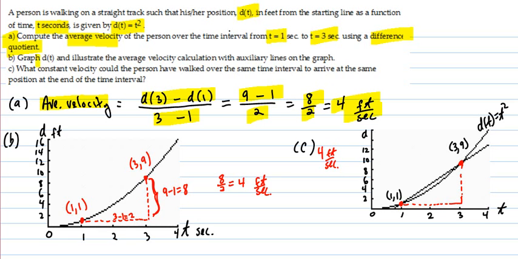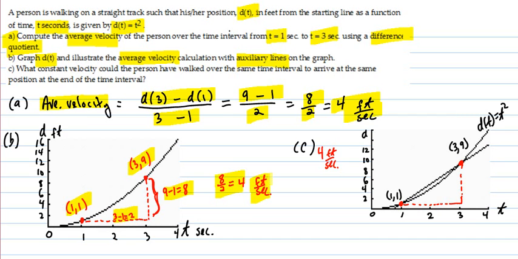Part B says graph d(t) and illustrate the average velocity with auxiliary lines on the graph. So we had the 2 points. There was the function. We did the calculation. There's auxiliary lines. And the average velocity is 8 over 2, which equals 4 feet per second.